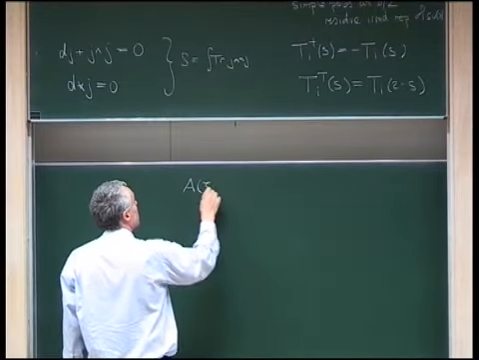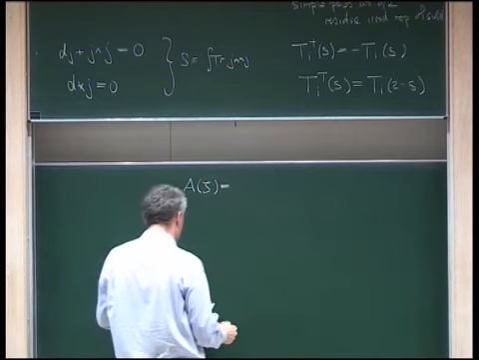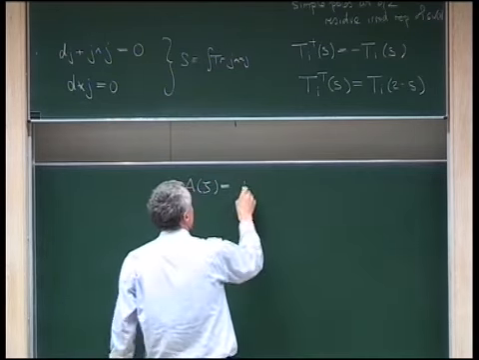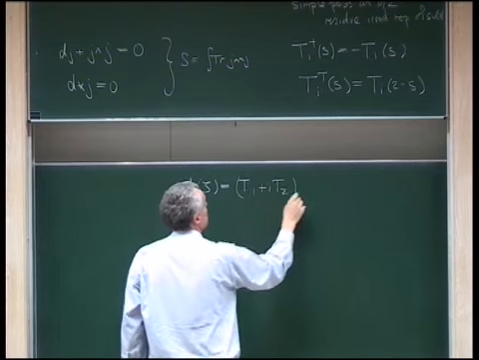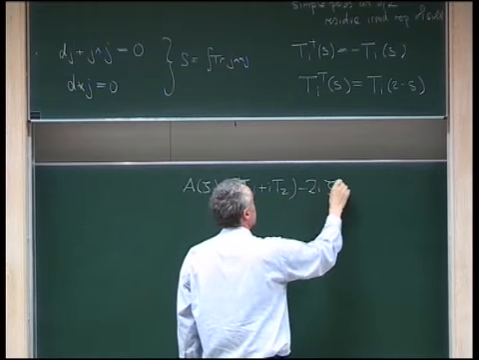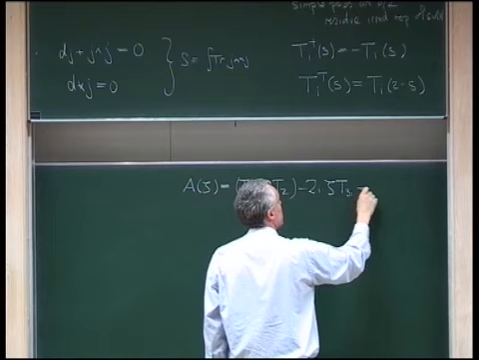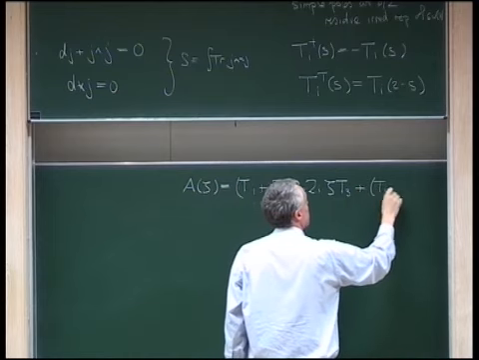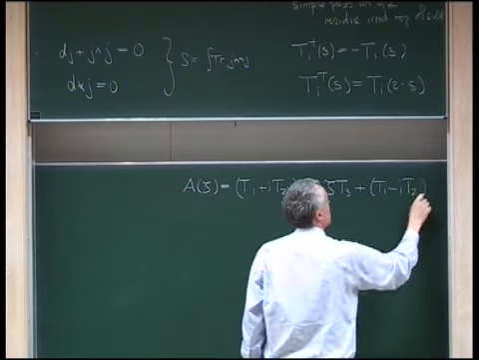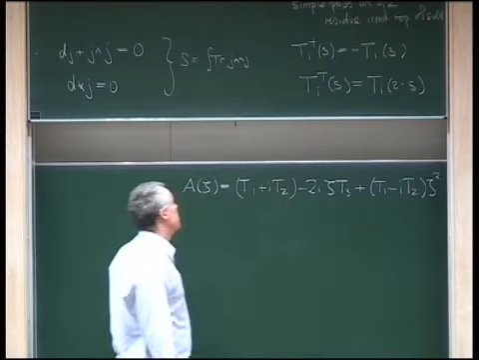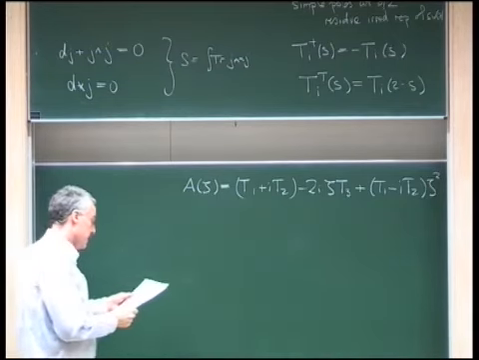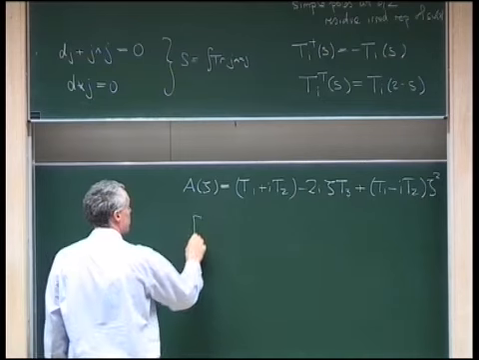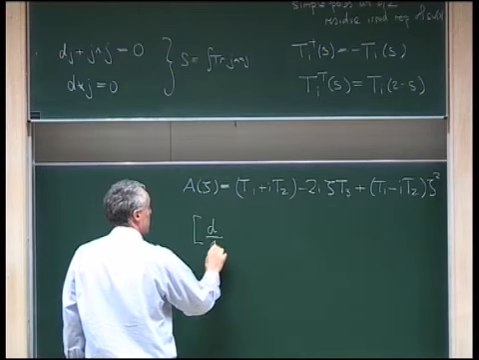So I'll introduce A of zeta, which will be T1 plus iT2 minus 2i zeta T3 plus (T1 minus iT2) zeta squared. So zeta at the moment is just a complex parameter, and we discover that we have the following Lax equation.